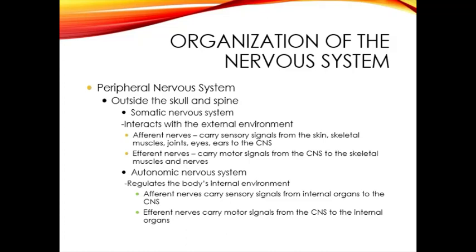Okay, so we also have the autonomic nervous system under the peripheral, which regulates the body's internal environment. So, afferent nerves carry sensory signals from internal organs to the CNS. So, when we say autonomic, automatic, tandaan nyo lang yun. Somatic is body. Autonomic nervous system regulates the body's internal environment. Ulitin ko lang. So, afferent nerves carry sensory signals from internal organs to the CNS. So, from other parts, yung mga major organs natin, pabalik sa ating CNS.